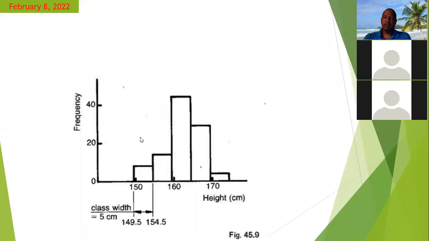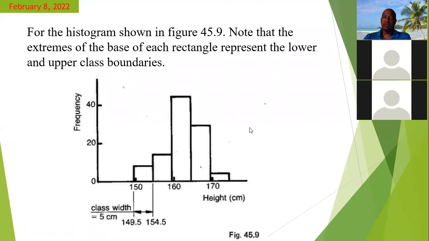Now, in order to find the mode of the grouped distribution, we have to use the histogram. Just like to find the median for a grouped distribution we construct the graph with the ogive, to find the mode of a grouped distribution we construct the histogram in order to determine the mode, right? I hope you're understanding that clearly. All right, now how do we determine the mode? For the histogram, you have to note that the extremes of the base of each rectangle represent the lower and upper class boundaries.